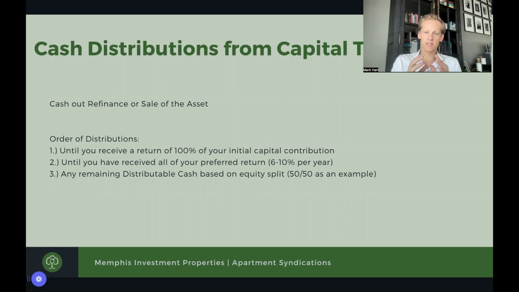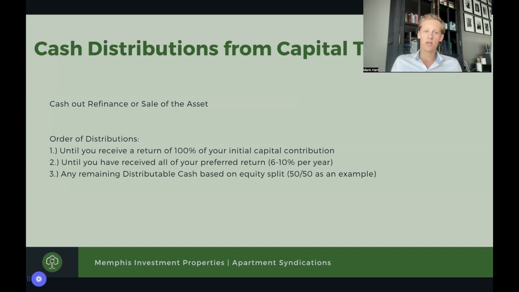And this is basically breaking down how you would get paid for that refinance and then also the sale of the asset. For these individual syndications, most of them have an end date, meaning we want to sell the asset at year 5, 7, 10, something along those lines. So how are we going to give that money back when we refinance or sell the asset? Number one is you have to receive 100% of your initial capital contribution back. So you invest $100,000, you need to get your original investment back. So number one, boom, we give you your 100 grand back.